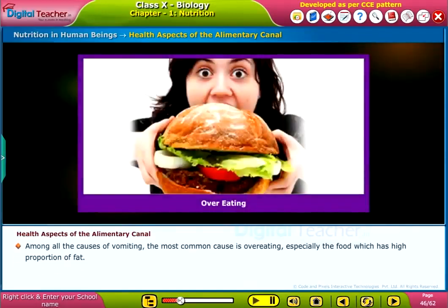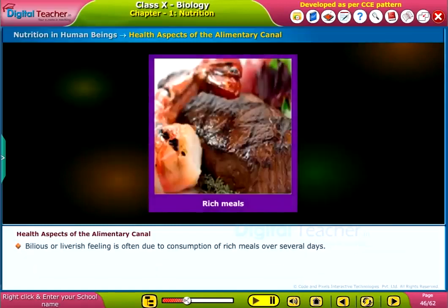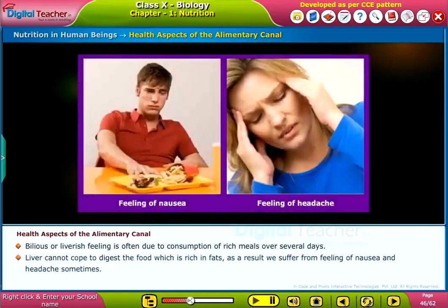Among all the causes of vomiting, the most common cause is overeating, especially food which has a high proportion of fat. Vomiting also occurs when very indigestible and poisonous food is consumed. Bilious or liverish feeling is often due to consumption of rich meals over several days. The liver cannot cope with digesting food rich in fats. As a result, we sometimes suffer from a feeling of nausea and headache.